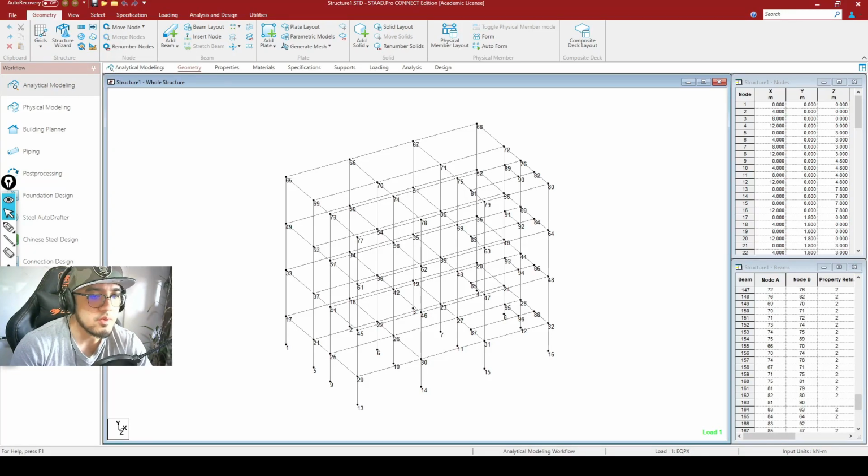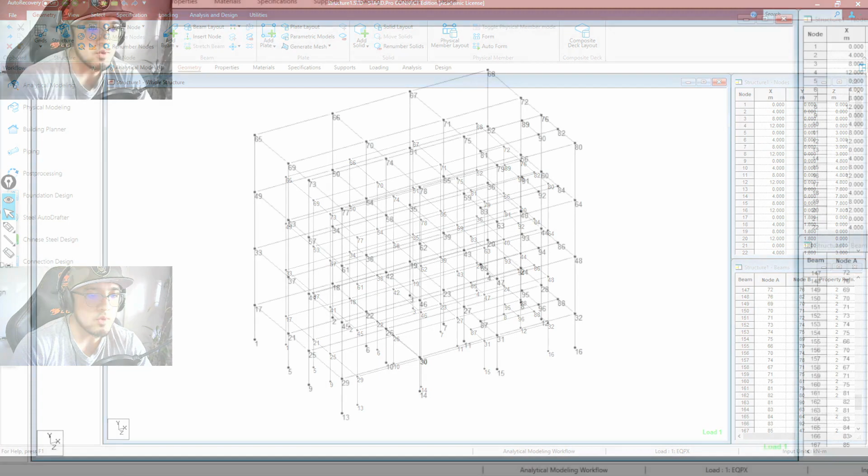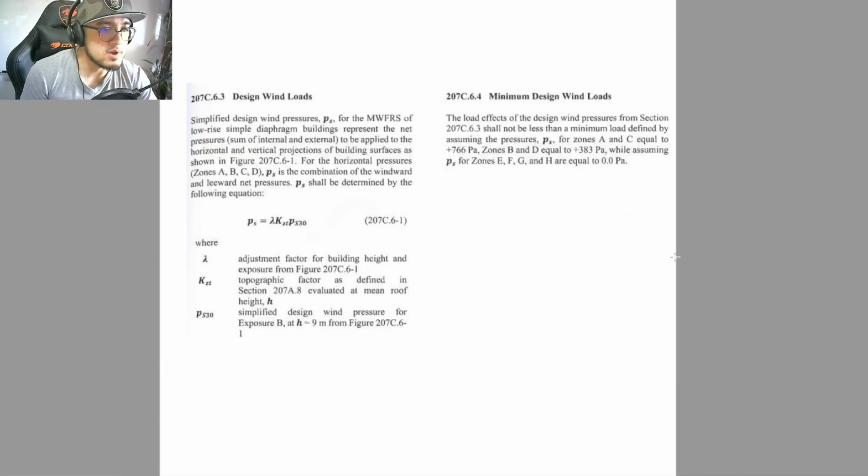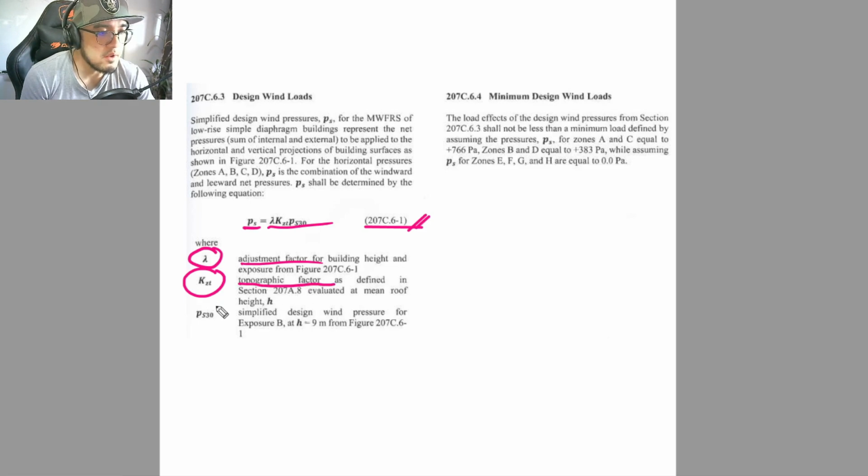So in this video lecture, we will be discussing how we assign wind loads onto our low-rise structure. The formula that we will be making use of in this procedure is given by equation 207C.6-1 of the National Structural Code of the Philippines. From that, the pressure P is given by this equation: P is equal to lambda times KZT times P, where lambda is the adjustment factor, KZT is the topographic factor, and P is the simplified design wind pressure that is given by the table that I will be showing to you later.